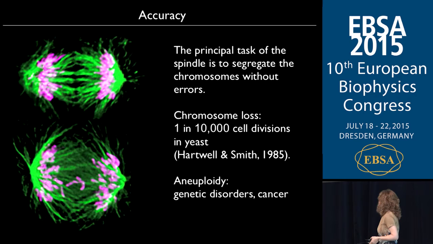of this nanomachine. And when such errors occur, this is called aneuploidy because cells end up with a different number of chromosomes, an abnormal number of chromosomes. And such cases are connected to genetic disorders and cancer in humans. So this is also a reason why it's important to know exactly how the spindle functions and how it's able to be so accurate.